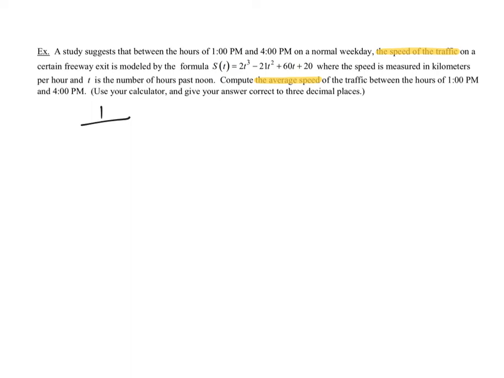So 1 over b minus a, and notice that in this problem we're trying to find the speed between 1 and 4 p.m., and that t is measured as the number of hours past noon. And so that would be 1 and 4 as my bounds of integration. So 1 over 4 minus 1, the integral from 1 to 4 of s of t dt. This formula will give me the average speed. And so using your calculator to evaluate this, what you're going to end up getting is 65.5.